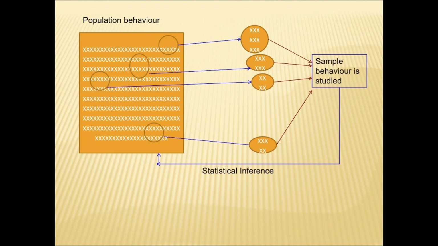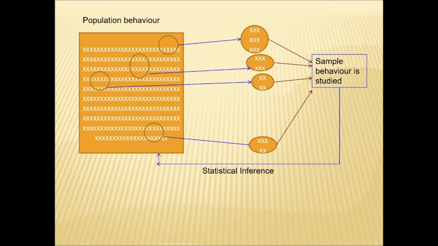Populations may be infinite also. So we take a representative part of the population: sample 1, sample 2, sample 3, and so on. And a sample is very easily manageable. So we study the sample behavior. Instead of thousands of elements in a population, we are taking 10, 15, 100.